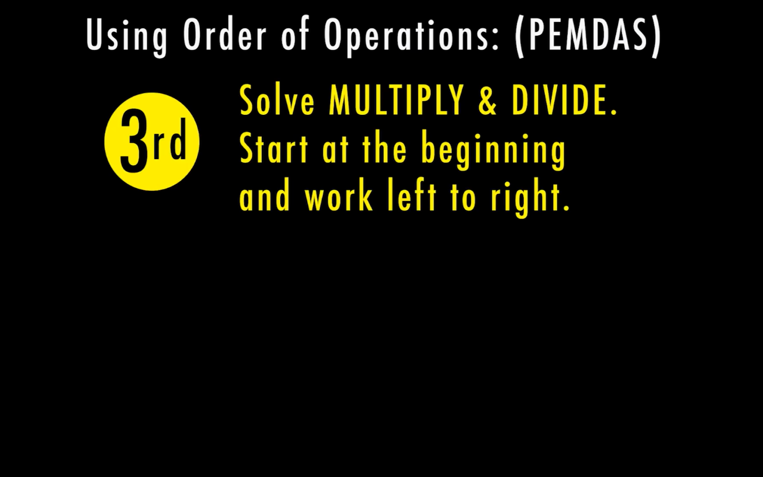All right, the first step was our parentheses. The second step was our exponents. For the third step, we're actually going to be doing multiply and divide. So I'm going to start at the beginning of the problem again, and I'm going to work left to right solving any multiply and divide. It doesn't always have to be in a certain order, as long as I complete both of those in the same process. Here are some examples.